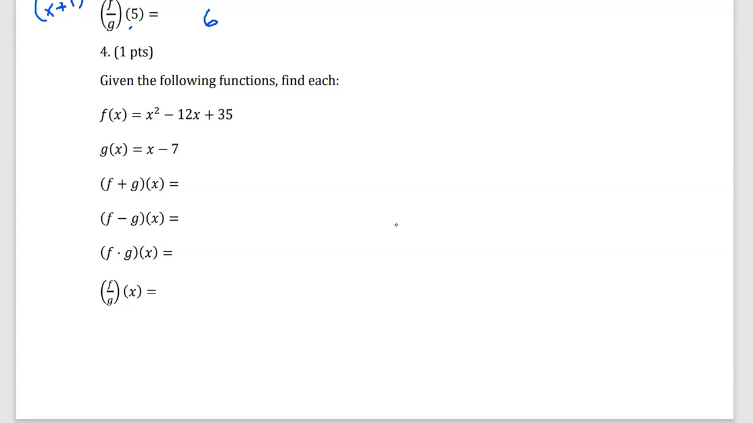So the work over here, when you do f plus g of x, it's the same as just adding the two functions together. So let's take f, x squared minus 12x plus 35. Add the g of x plus x minus 7.